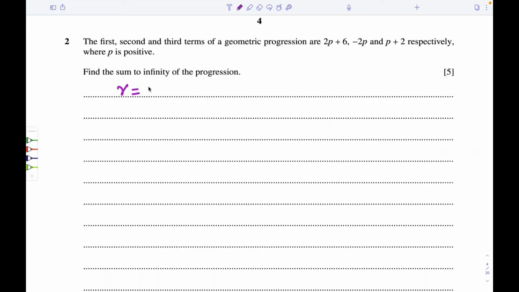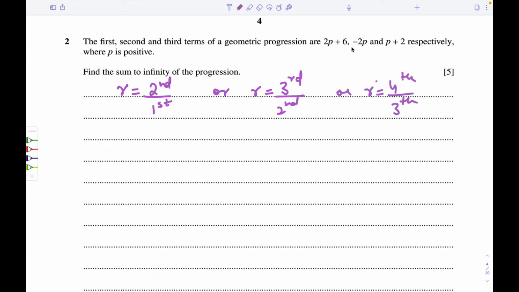divide two consecutive terms together, meaning we can divide the second term by the first term, or r could also be the third term divided by the second term, or it could also be the fourth term divided by the third term. What we need to understand is that it will always be two consecutive terms that are dividing with each other.